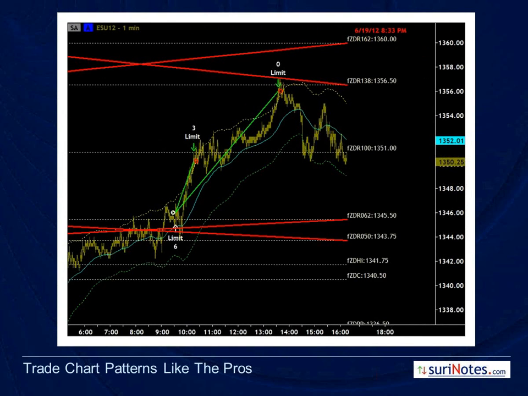Here the tool which I use is called fib zone pivots. The fib zone pivots computes a pivot like a regular pivot, and then it also takes yesterday's range, and says, okay, 50% of the range, it adds to the pivot and plots it as one line, and then it takes 62% of yesterday's range and plots it.